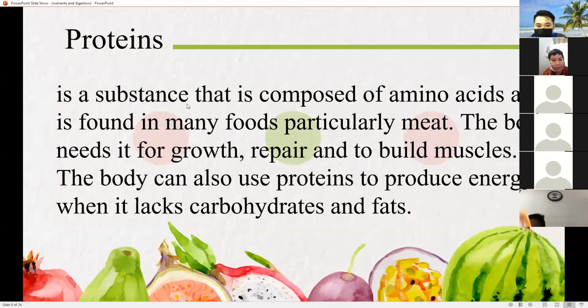Next, the third one is the proteins. It is a substance that is composed of amino acids and is found in many foods, particularly meat. So the body needs it for growth, repair, and to build muscles. The body can also use proteins to produce energy when it lacks carbohydrates and fats. So this protein will help us for our growth, repair, and to build our muscles.